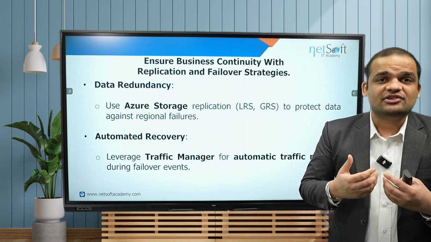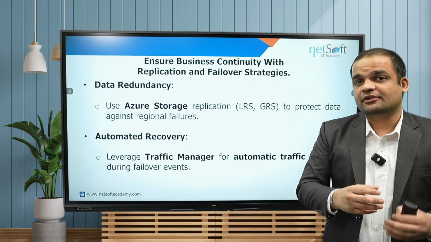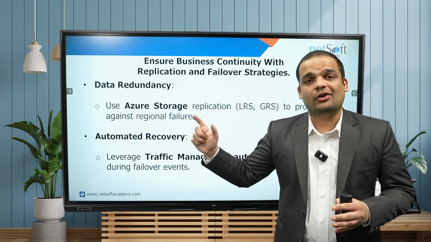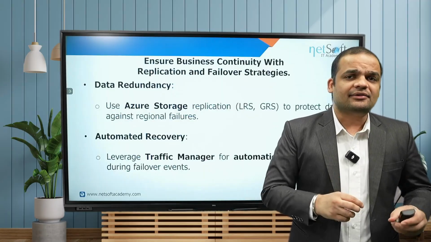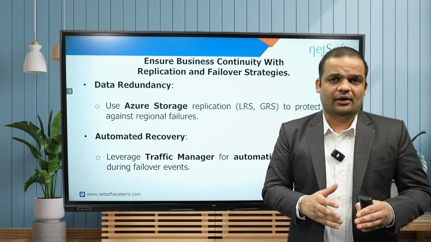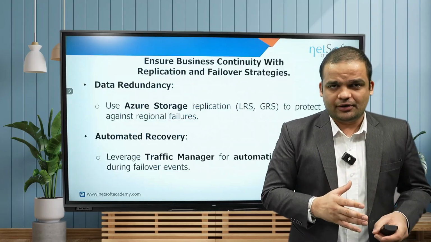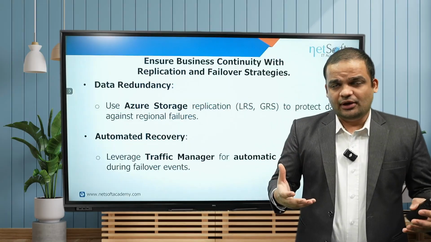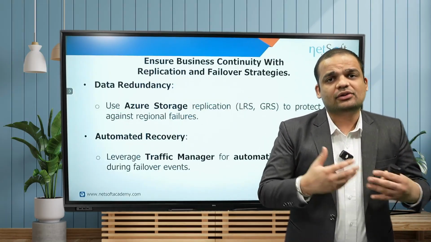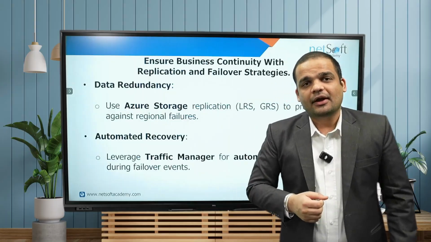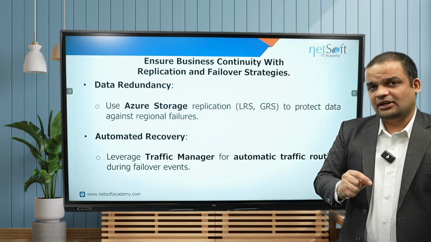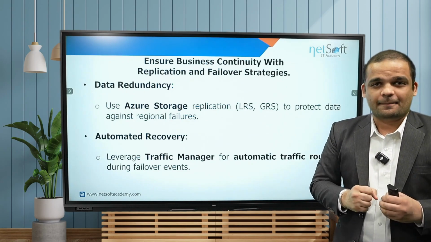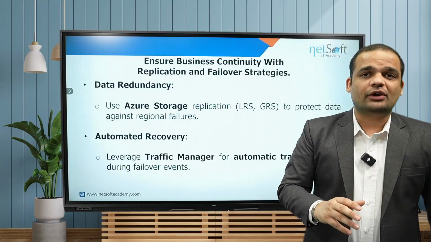Or you can use GRS, Geo-Redundant Storage, where it replicates your data to a secondary region, ensuring that disaster recovery and availability is there during a regional failure. Remember, in GRS, a total of 6 replicas will be there, 3 in the primary region and 3 in the secondary region. Data redundancy ensures that your critical business data is protected and accessible even during a disaster.